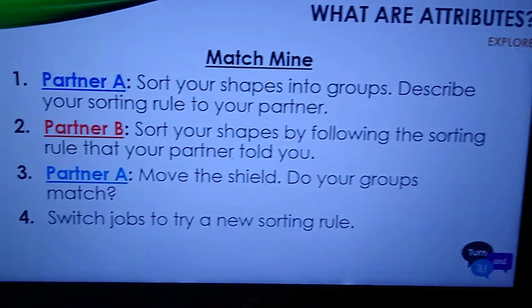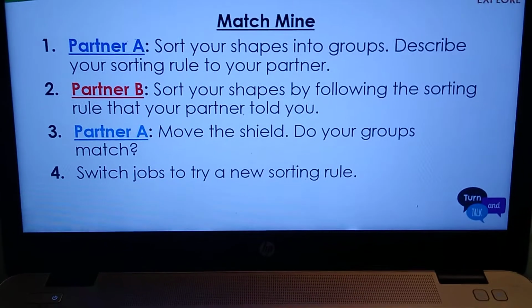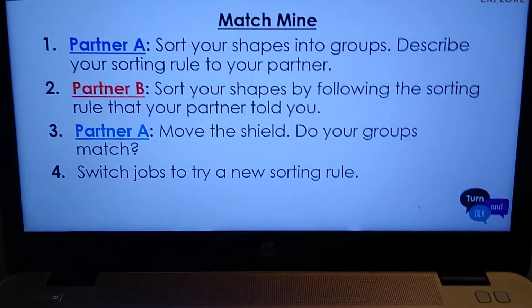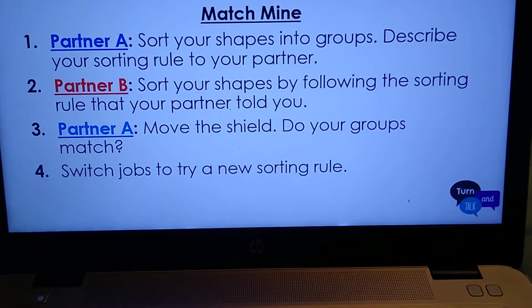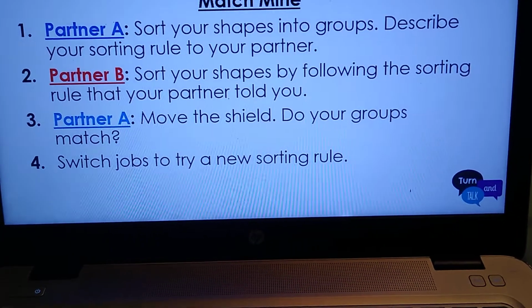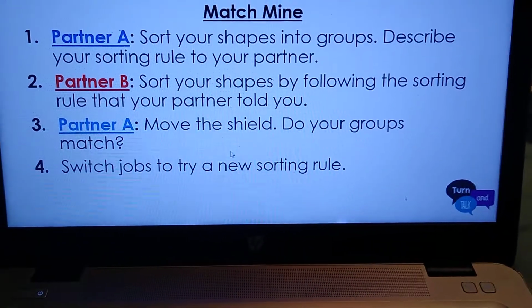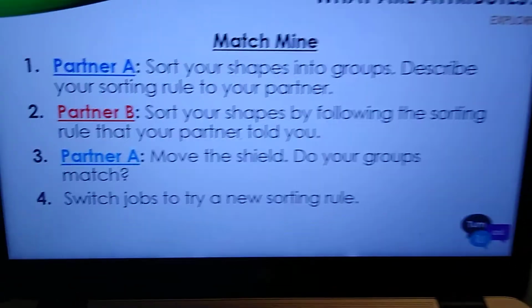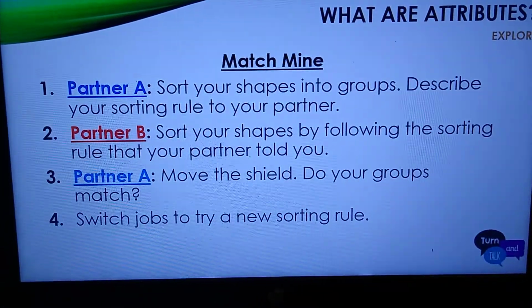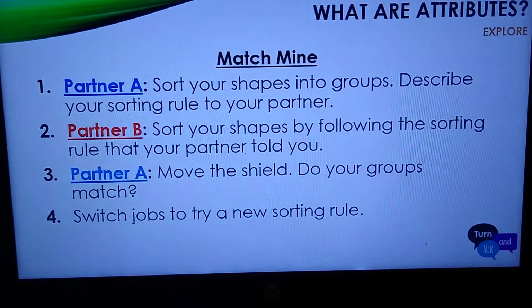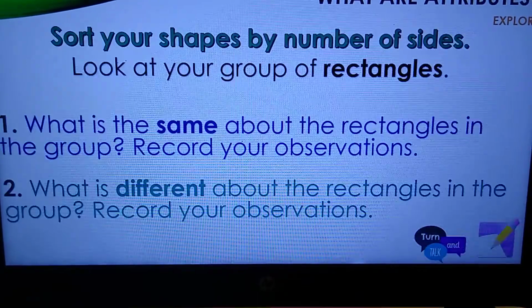Okay, this is a partner activity, and this would be if you had your own shapes. What you could do is take some paper and cut out some squares and rectangles and circles and different shapes. And it says to sort your shapes into groups and have your partner give you a rule like sort your shapes by color, or sort your shapes by size, or sort them by are they a rectangle or a triangle or a circle. So just practice sorting shapes. If you don't have any, you can make some.